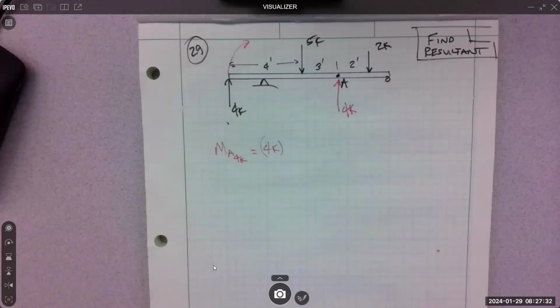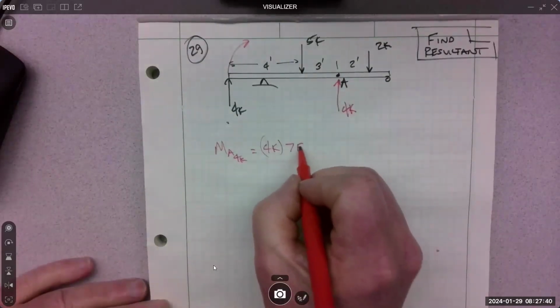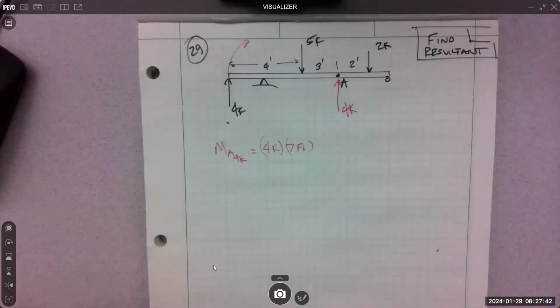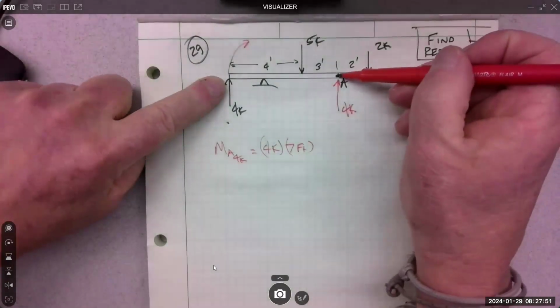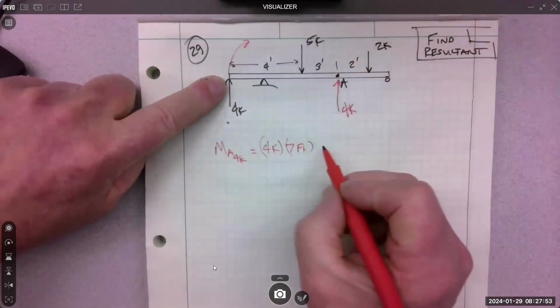Perpendicular distance. What is that? 7, yep. 7 feet. Again, parallel systems are the easiest. Like the distances are nice and clean. We can see it. How far is it from 4K to A? It's 7 feet.